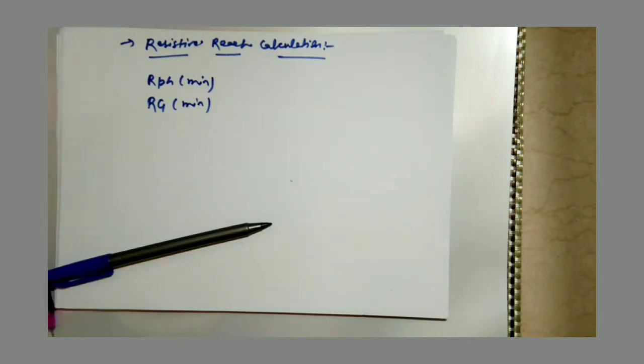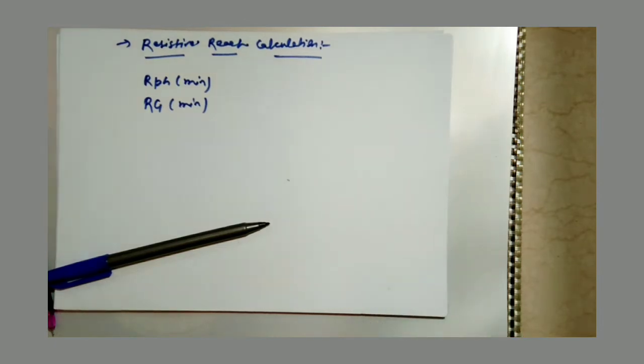That I will cover in the next video, the resistive reach calculation. My basic aim was to cover the zone protection, zone 1, zone 2, zone 3, zone 4 calculation. The resistive reach I will cover in the next video, but for that you need some chart or Warrington tables. From there you can calculate the resistive reach.